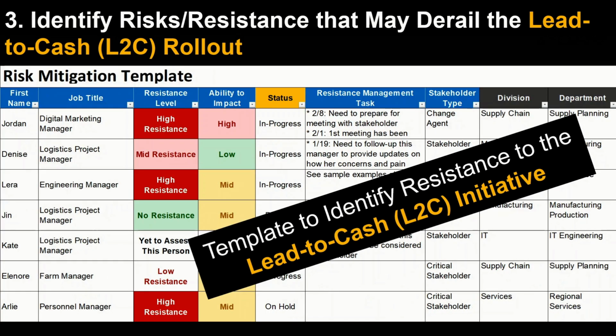You also want to identify resistance that may derail your lead to cash implementation. And so use the free resistance management template that I am sharing on my screen. After you populate this template, make sure you keep the document confidential and only show it to people on a need to know basis. This document you are looking at here is what you will use to help mitigate resistance to your lead to cash implementation. Lead to cash implementation often involves resistance. Sometimes those resistances are passive, other times they are active.